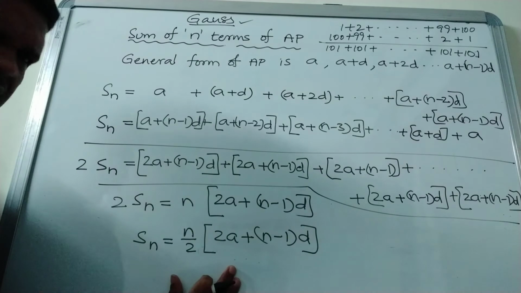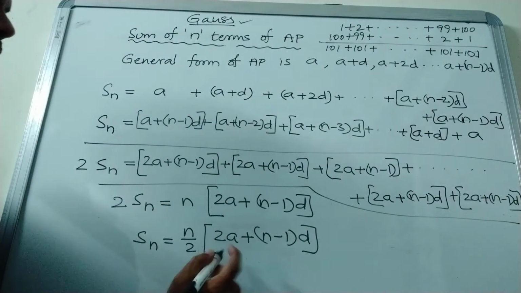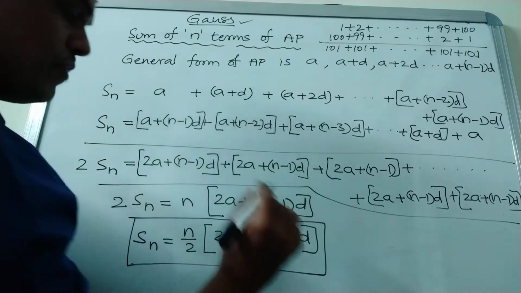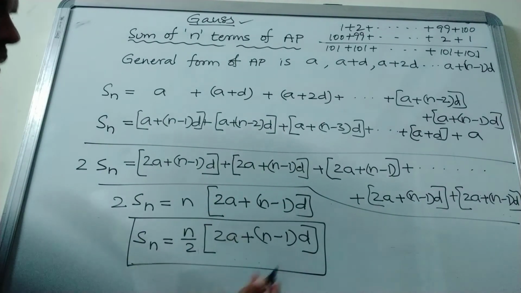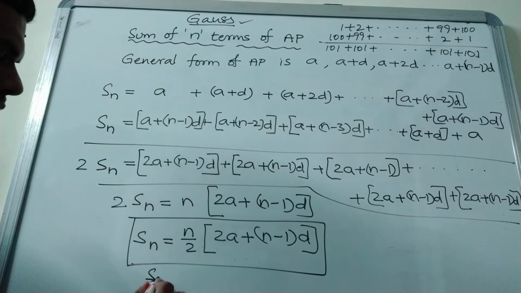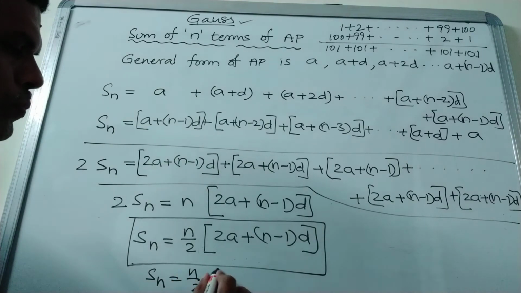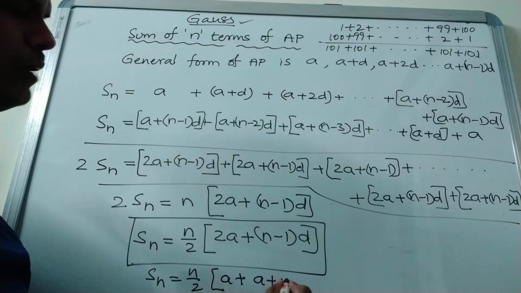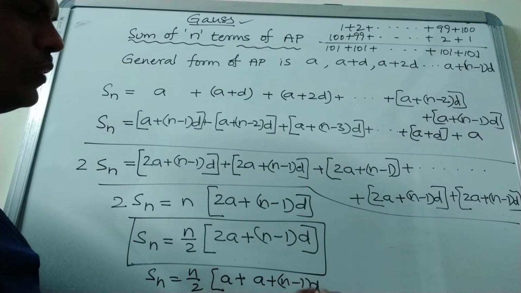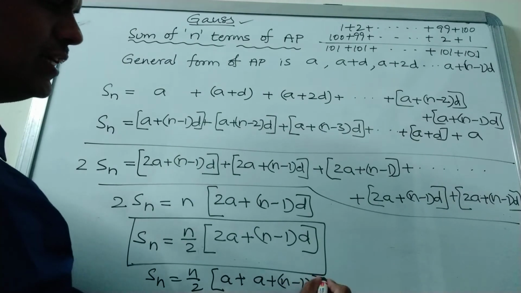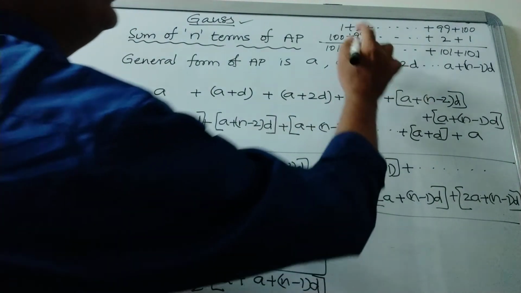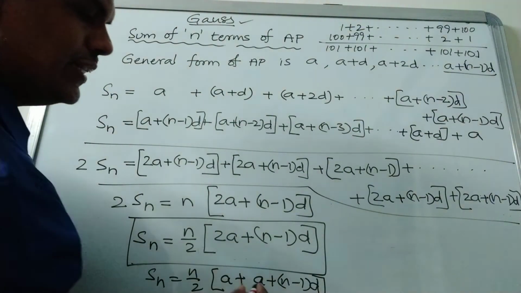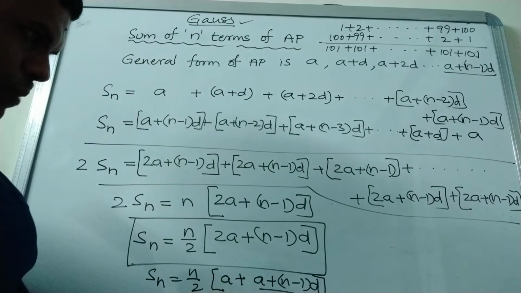So now what happened? Is it enough? Is it completed? No. This is only a formula, we can put it in a box. Now again I am reducing this one. See, Sn is equal to n by 2 into 2a plus n minus 1 into d. Then what is the last term? This is the nth term of AP, so I will write it as the nth term of AP.